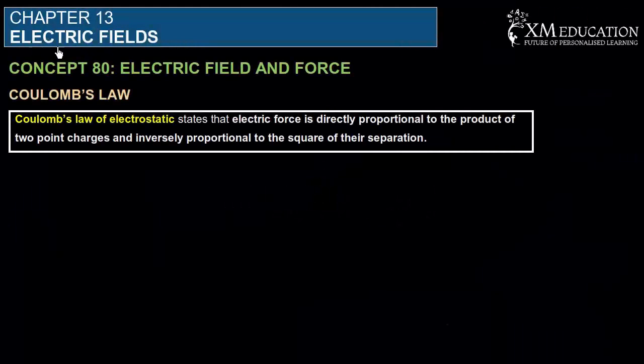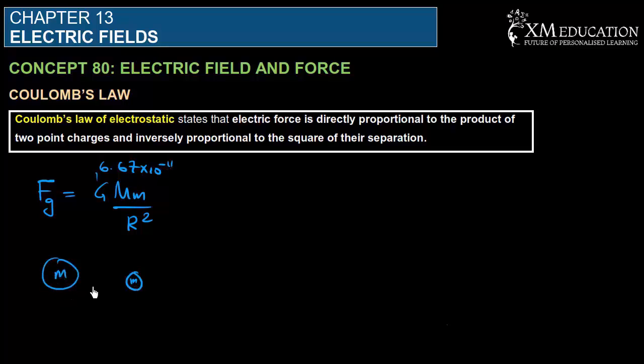Welcome to chapter 13 on electric fields. This chapter is very similar to gravitational field. Still remember gravitational force? Gravitational force is G m M over r squared, right? This gravitational constant is 6.67 times 10 power minus 11. This is the big M, this is a small m. They're separated by distance r, and there's always attractive force. These two forces must always be equal in magnitude and opposite in direction, because they are a pair of action-reaction.